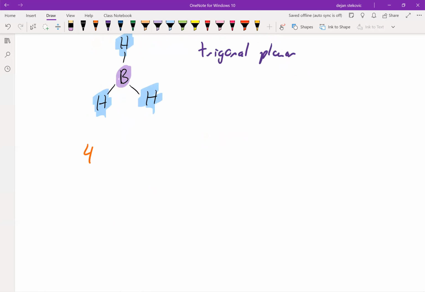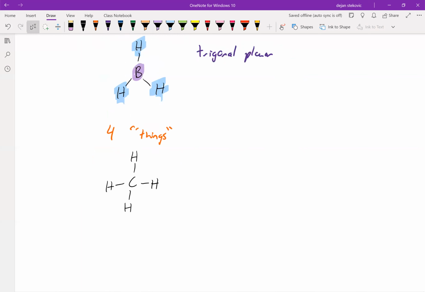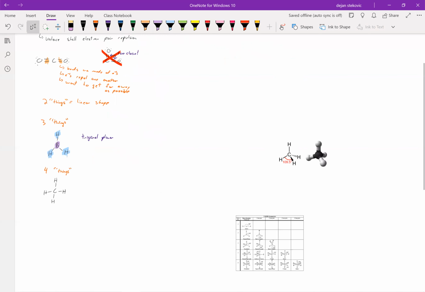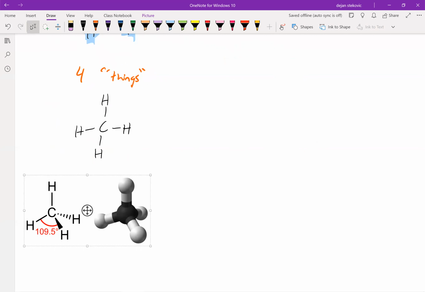Next up, we're going to go up to 4 things. And so that's methane, CH4. Here you might think it looks flat, with a hydrogen on each corner. But remember that these are 3-dimensional images. And so we can use that third dimension, that coming in and out of the board, as a way for the bonds to get further away from one another, and thus be kind of happier, if you will. And so when we have 4 things, the shape is tetrahedral.